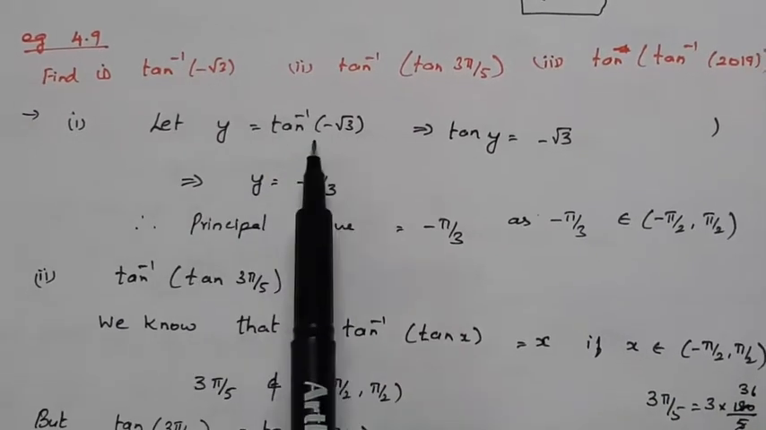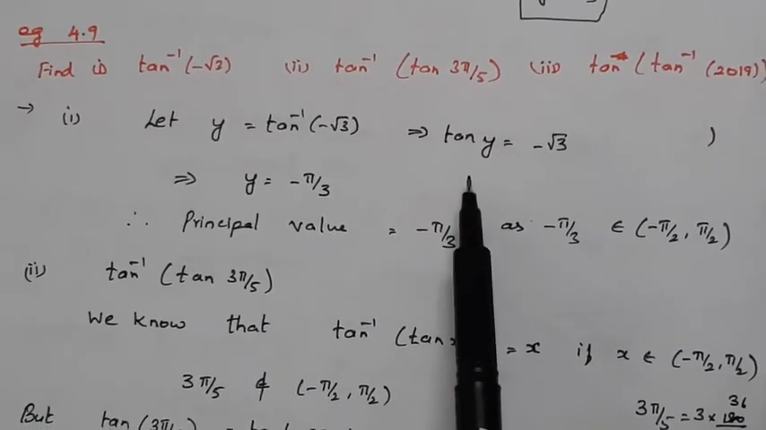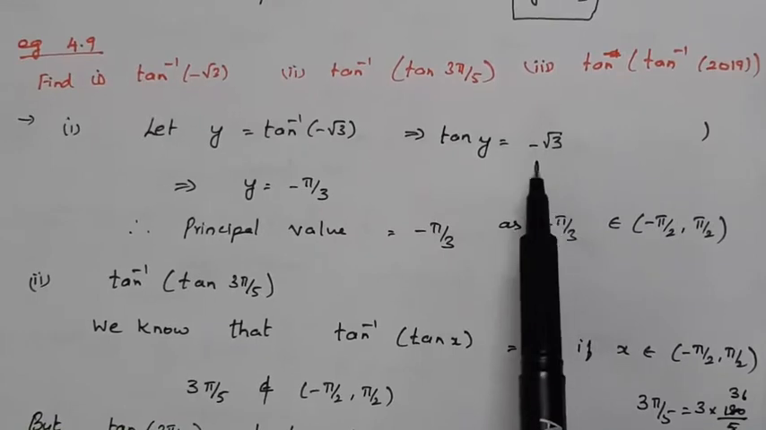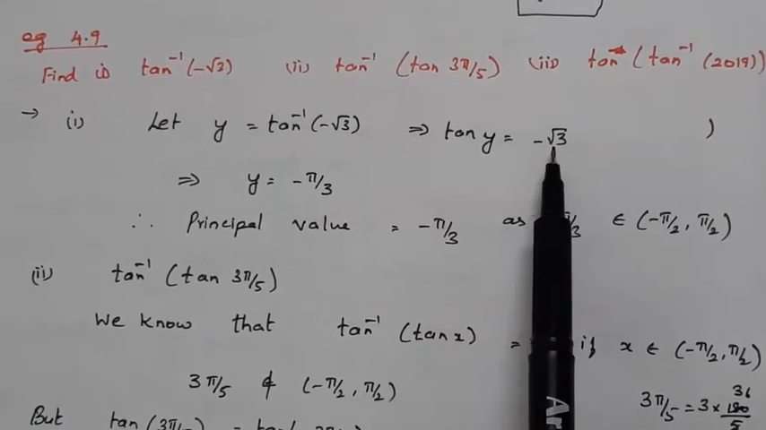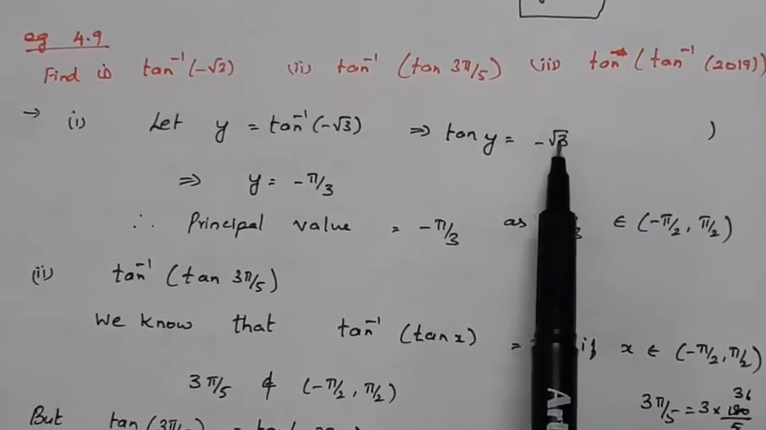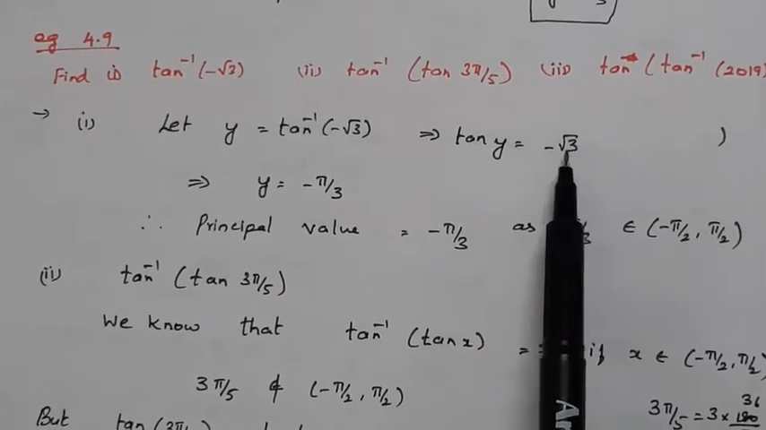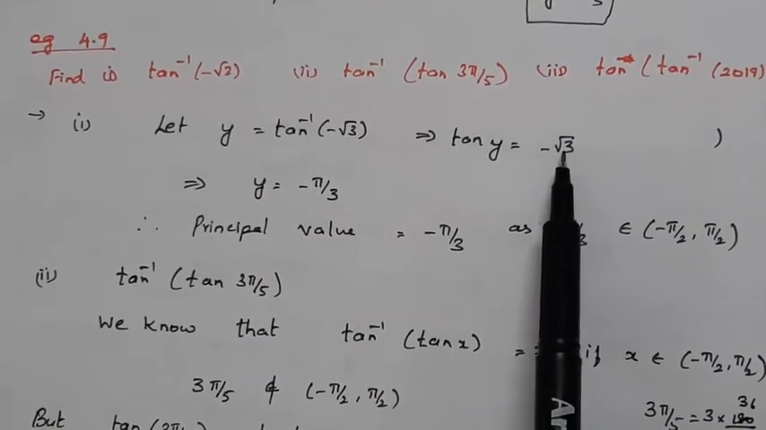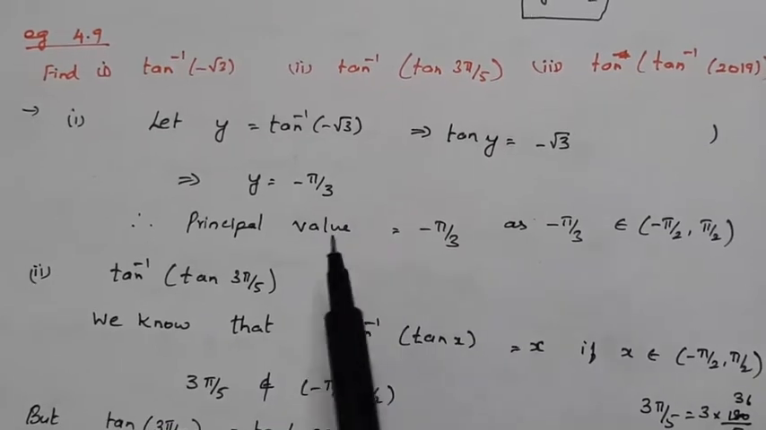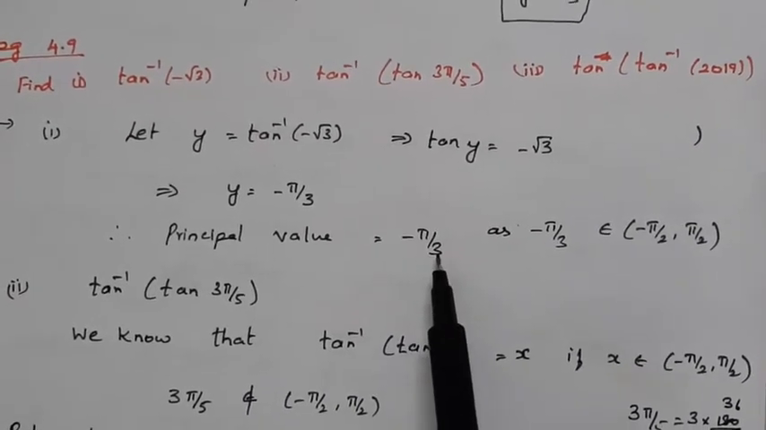So let y be equal to tan inverse of minus root 3, and by definition tan y is equal to minus root 3. Therefore you know that the angle should lie in the fourth quadrant, whose tan value will be minus root 3. For that, take the value root 3 alone to find that angle. For what angle will the tangent value be root 3? Pi by 3. As it is minus root 3, you have to take the angle to be in the fourth quadrant, that is minus pi by 3. So what is the principal value? The principal value is equal to minus pi by 3.